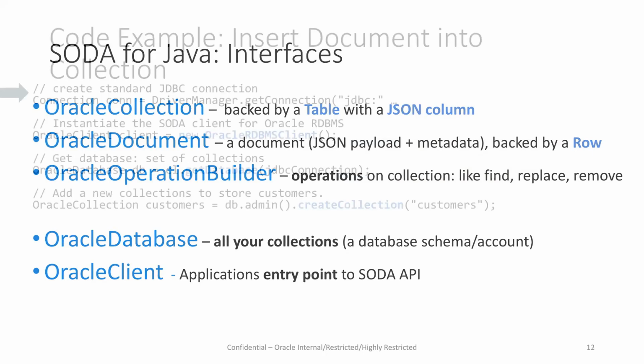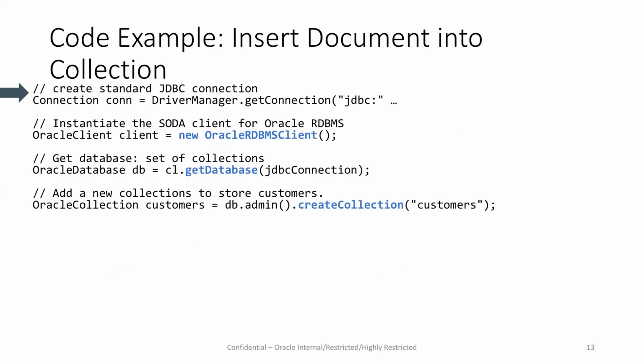Then you get this client, and you start creating these collections. So the last line is a collection, an Oracle collection called customers. Given this database object, you can create a collection called customers. This is kind of the bootstrapping. I cannot exactly explain why you first need the Oracle client and then the Oracle database. It looks like it should be done in fewer steps, but that's just how it's been done.